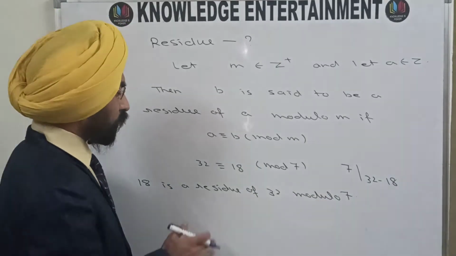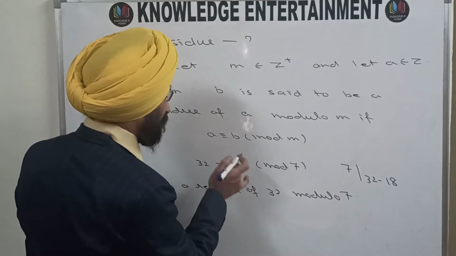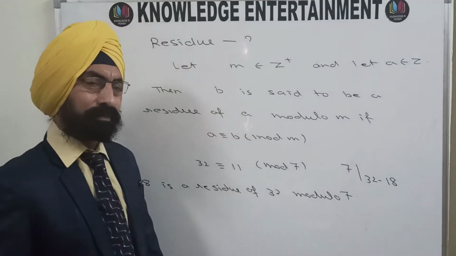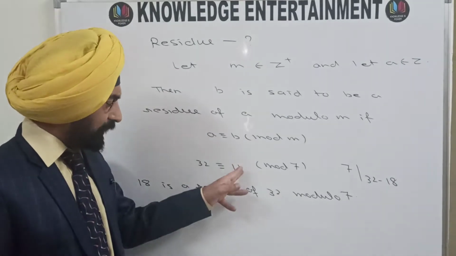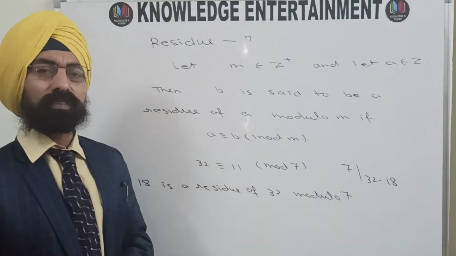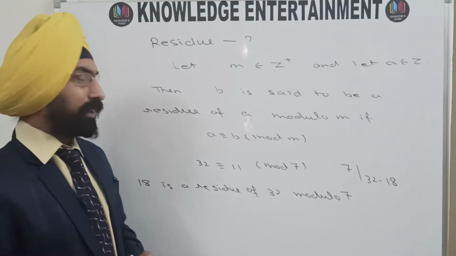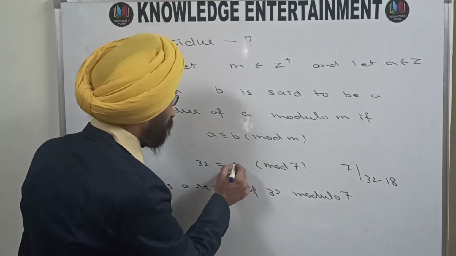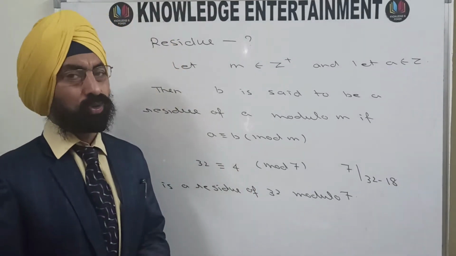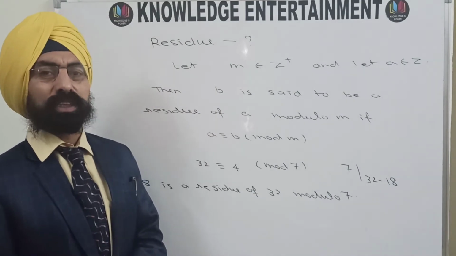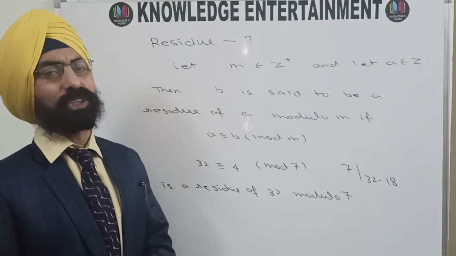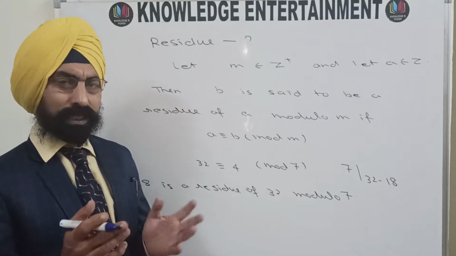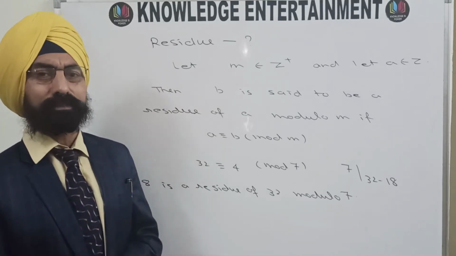This residue modulo 7 of 32 is not unique. It's very obvious because you can replace 18 by 11. 7 also divides 32 minus 11, that is 21. So 11 is also a residue of 32 modulo 7. Similarly, you can have 4 here. So 4 is also a residue of 32 modulo 7. So there are infinitely many residues of a particular number modulo a particular number m.